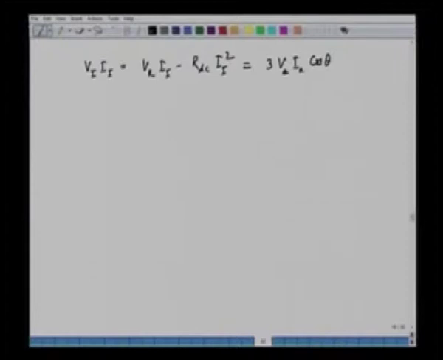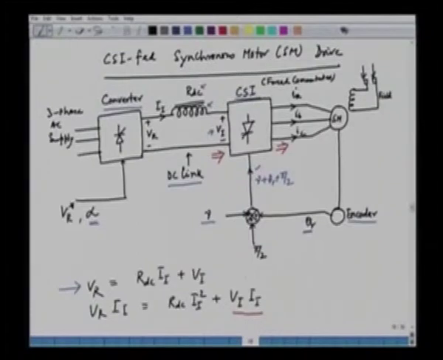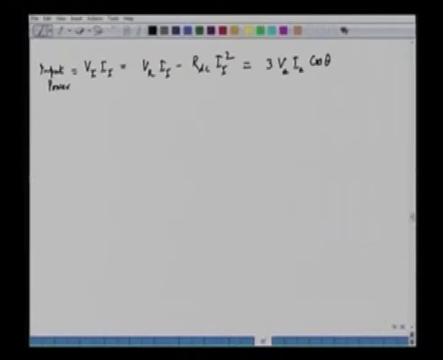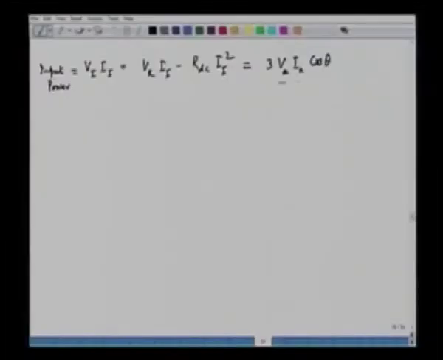Now we can see here that this VI II is the input power. That is equal to this equation. We can manipulate a little bit. We can take out this VI II, and then if we simplify, we will have VR into II minus RDC into II square. Now this VI into II is the input of the CSI, and we have assumed that the inverter is lossless, and hence the input should be equal to the output, and that is equal to the input of the motor. The motor power factor is cos theta, and the per phase voltage is VA, and per phase current is IA. So we can say that the output of the CSI is 3 into VA into IA into cos theta. Now this is the power balance equation.